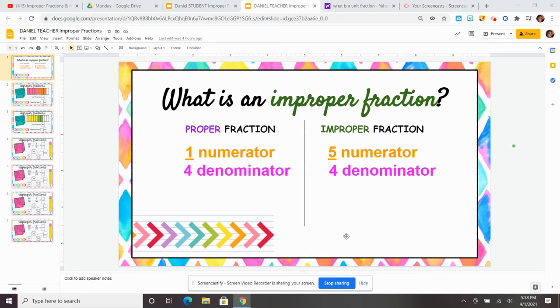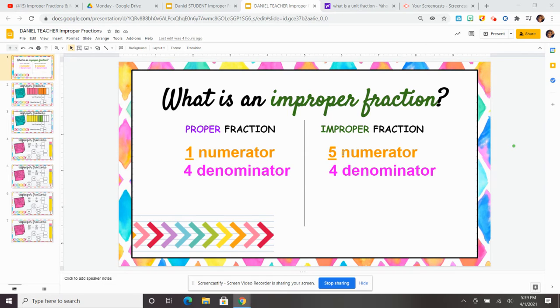Hi everybody. Today you guys are going to be doing an activity dealing with improper and mixed number fractions. All right, so first of all, the question on the screen says, what is an improper fraction? An improper fraction is a fraction that is greater than one whole.